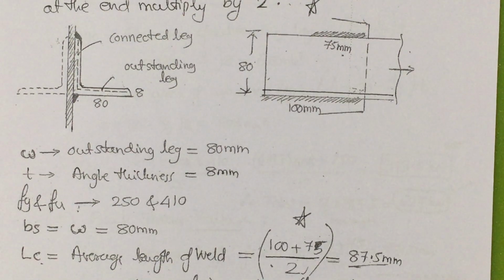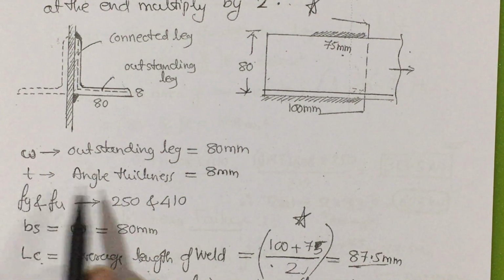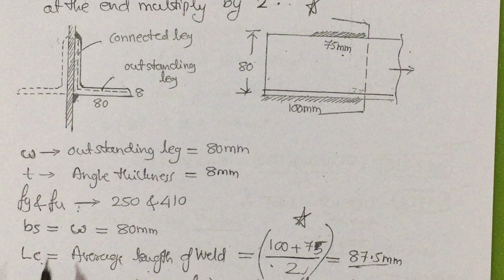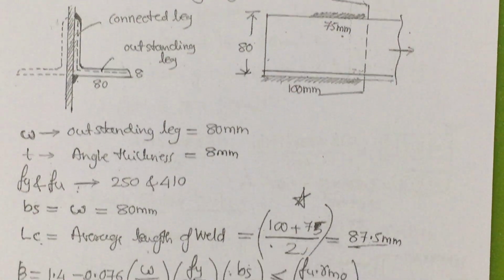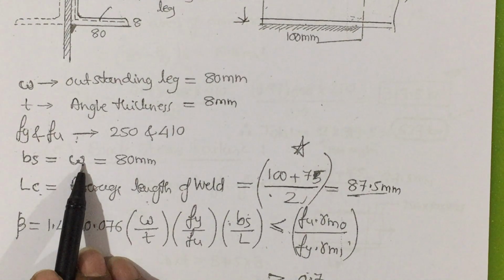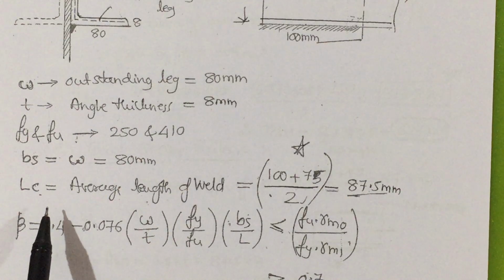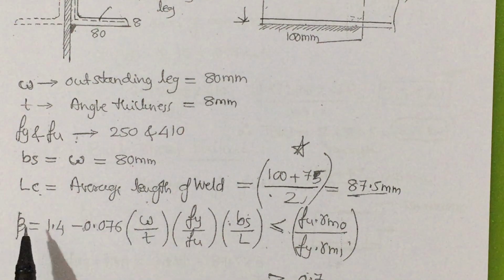So, first the outstanding leg length is 80, that is W, then angle thickness T is equal to 8, then Fy and Fu, Fy is 250, Fu is 410, it is constant. Then shear lag length is equal to W. Why? Since it is a welded connection. So, Bs is equal to W, that is equal to 80 mm.